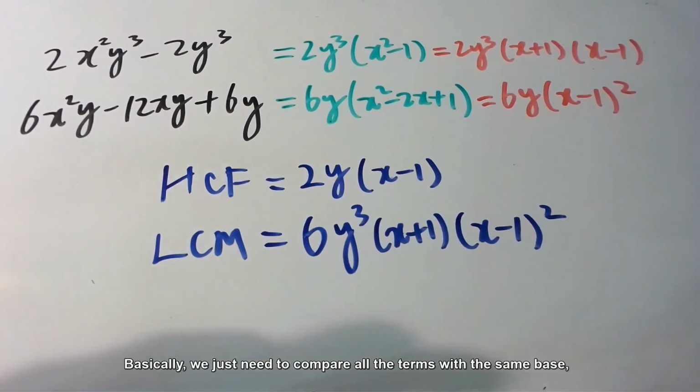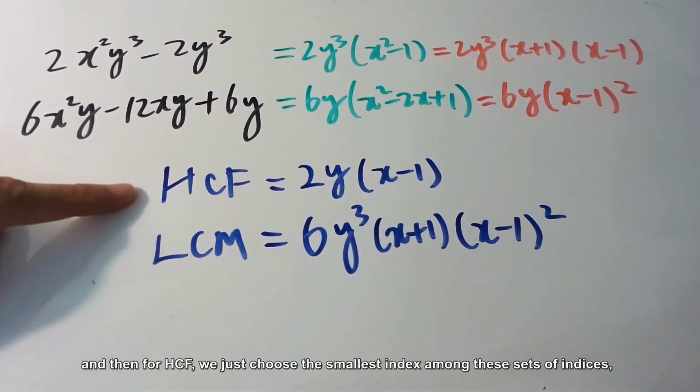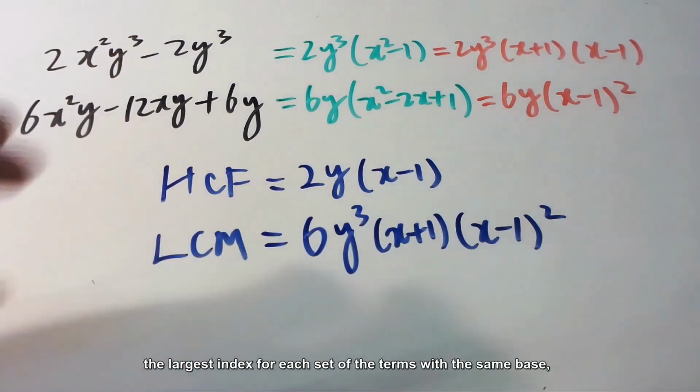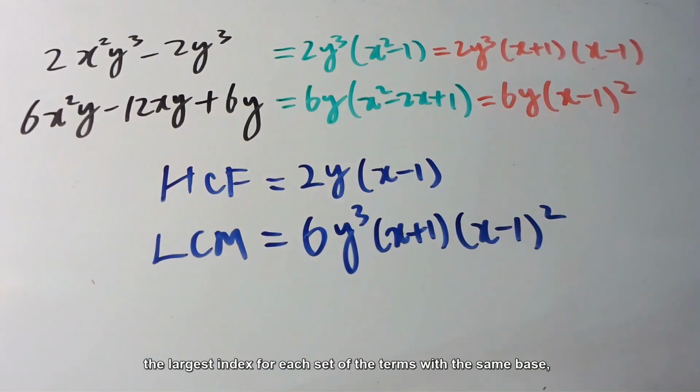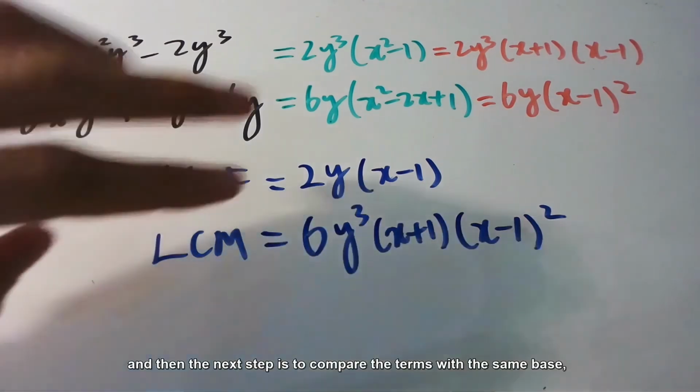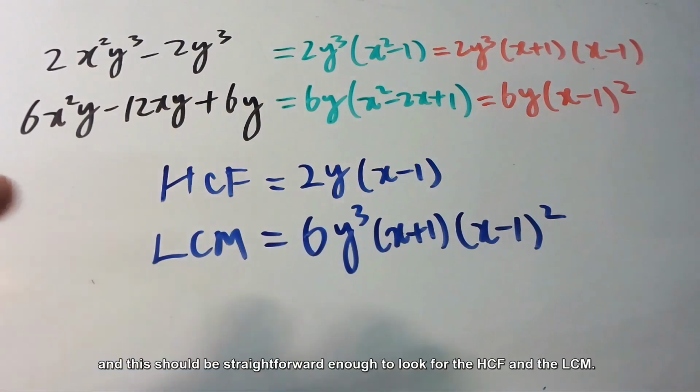Basically, we just need to compare all the terms with the same base. And then for the HCF, we just choose the smallest index among this set of indices. And then for the LCM, we just pick the largest index for each set of the terms with the same base. So if you know how to do this step by step, the first step is factorization, and then the next step is to compare the terms with the same base. And this should be straightforward enough to look for the HCF and the LCM.